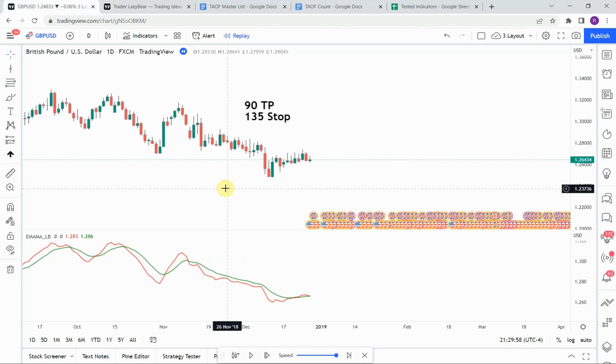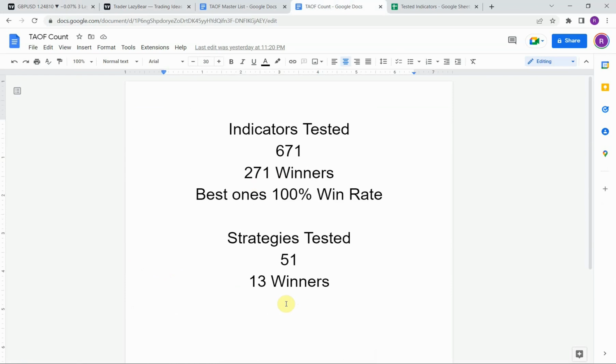Alright, as I said, today we will be testing Ehlers MESA Adaptive Moving Average. Before we do though, I wanted to put the testing scoreboard up for everyone to see. So to date, we have tested a total of 51 different strategies, with 13 of them being profitable. We've also tested a total of 671 indicators, with 271 of them being winners. The best ones so far were able to achieve a 100% win rate.